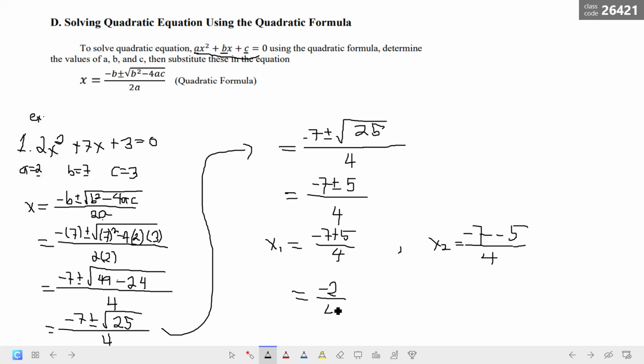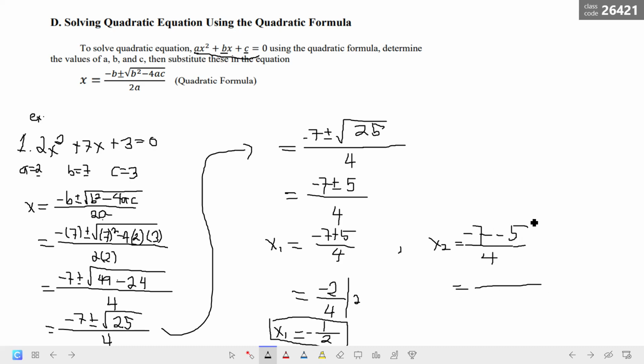Then all over 4. Okay, as we notice, 2/4 is reducible. So we can divide numerator and denominator by 2. So 2 divided by 2 is 1, and 4 divided by 2 is 2. And do not forget the negative. So negative 1/2. This is now our root 1.